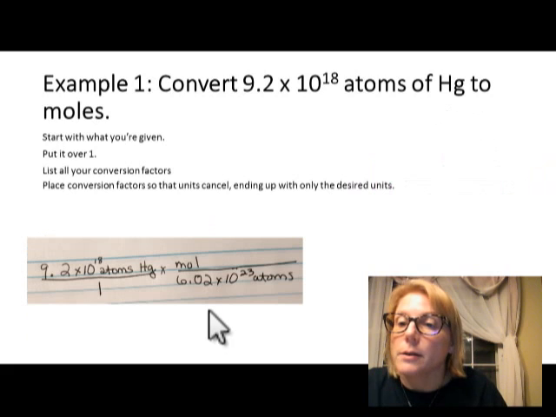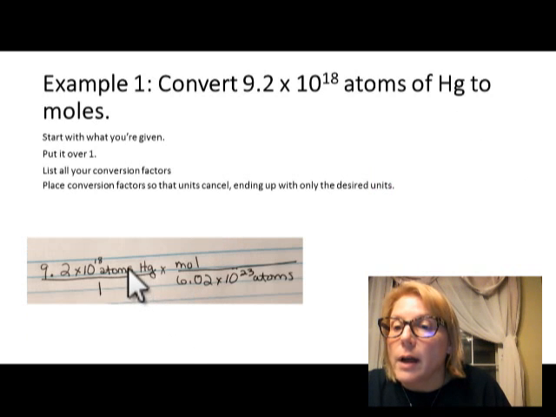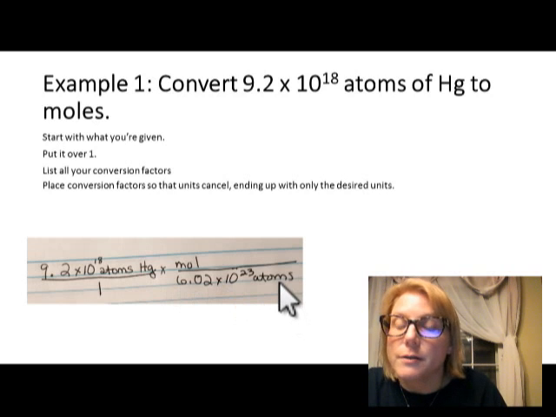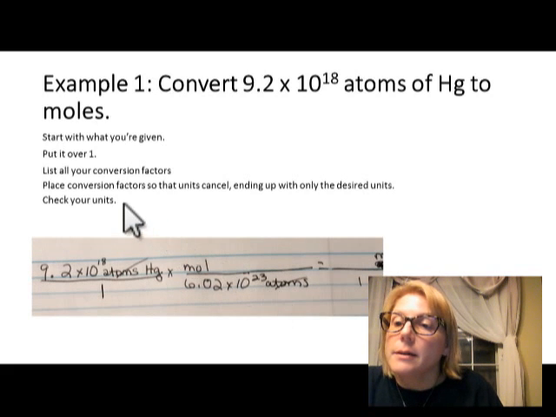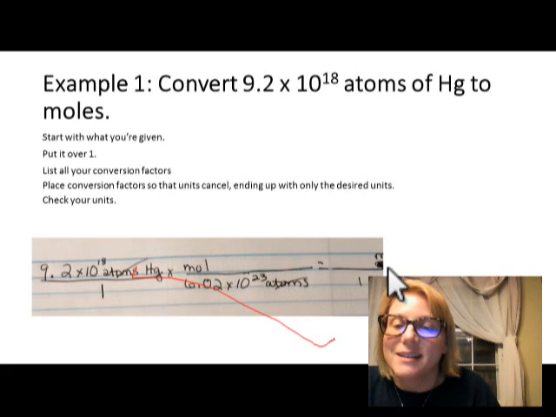The next thing I'm going to do is place all my conversion factors so that units cancel. I call this just lining them up and canceling them out. So I've got atoms on the top here. That means I want to flip my conversion factor over so that atoms is on the bottom. The next is check your units. Notice I'm still not doing anything with my numbers, but I cancel atoms here and I cancel atoms here. I'm left with moles.